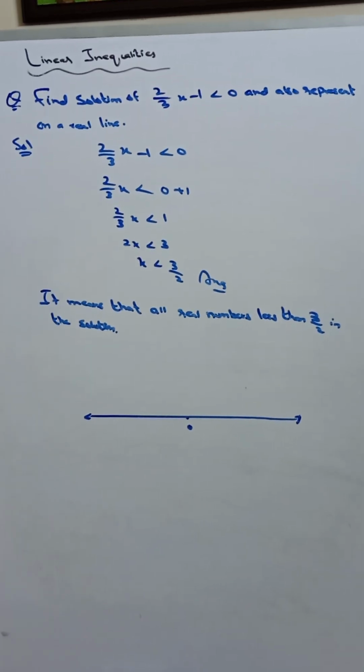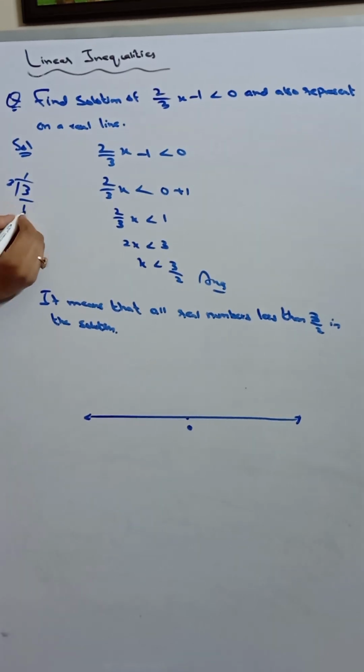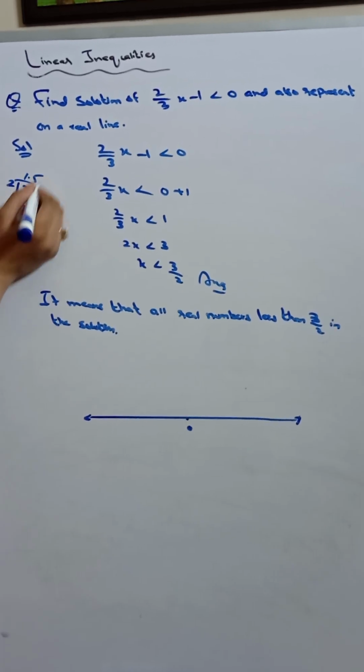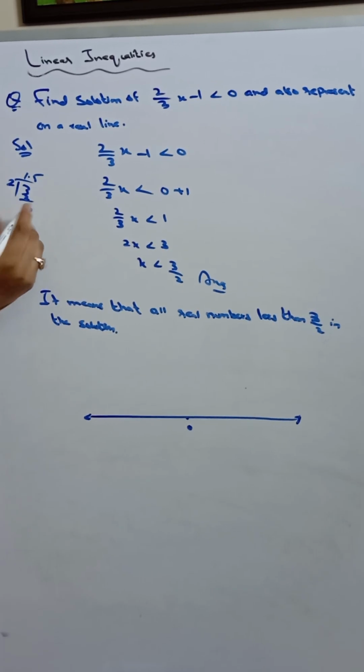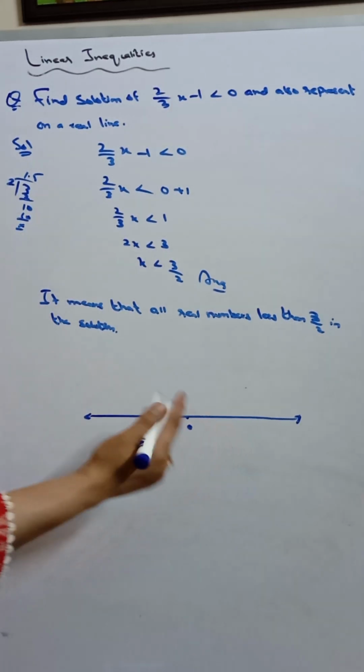As you know, what is the meaning of 3/2? Just divide 3 by 2. 3 divided by 2, 2 ones are 2. What is left? 1. Then add 0.0, 2 fives are 10. So what do we get? 1.5. So it must be a half.